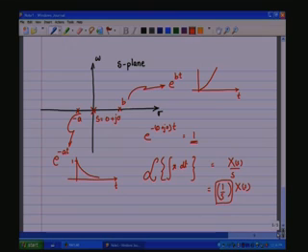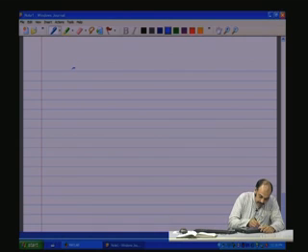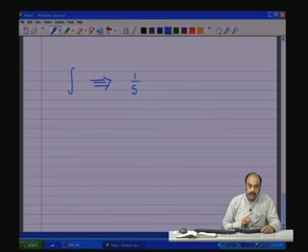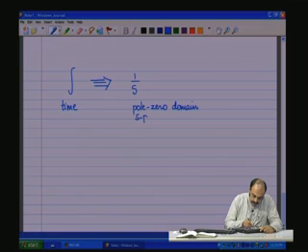We will discuss the physical concept of the pole and zero just a bit later, but now we have come to one important conclusion, that an integrator can be represented as 1 by s in the s plane or the pole zero plane. So, this is the time domain and this is the pole zero domain or the s plane.